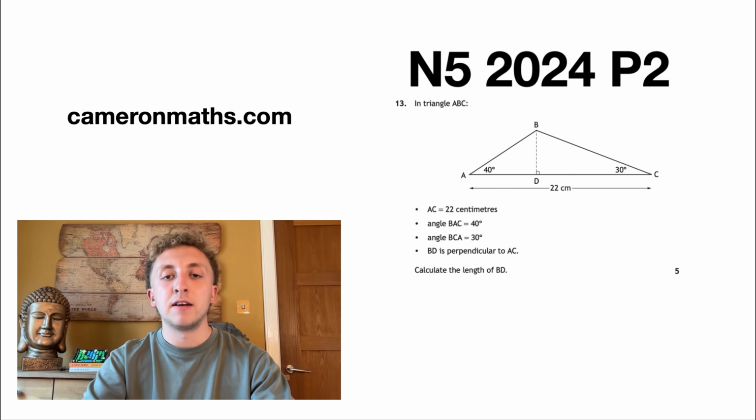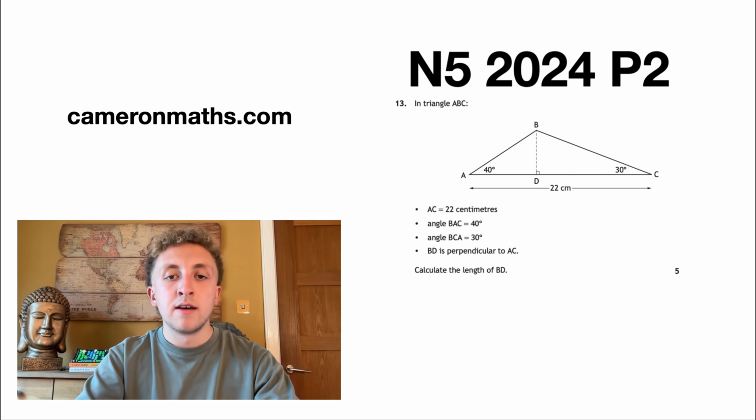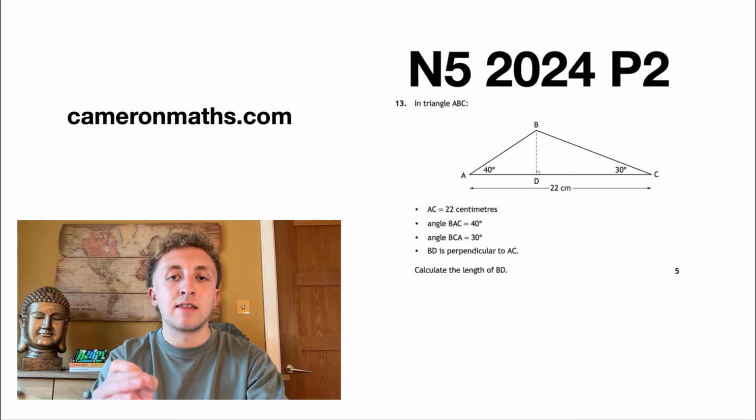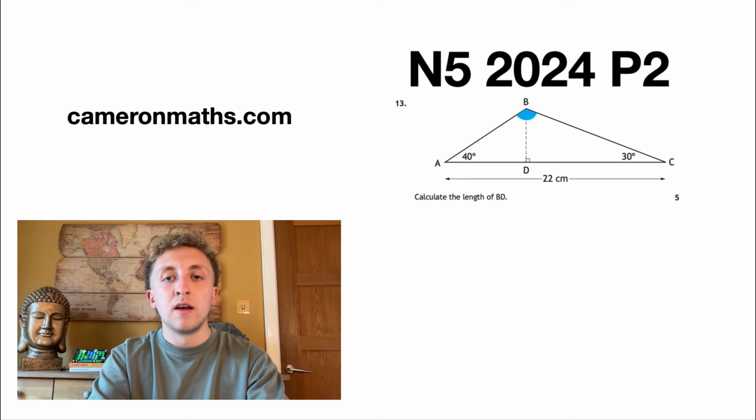In question 13, we've been given a triangle ABC with two of its angles and one of the sides, and they want us to find the length of BD, which is the dotted line in the middle that makes two right angle triangles. Now, the first thing that we should find is angle B, since we have the other two. We can do that as 180 minus (40 plus 30), which comes to 110 degrees.